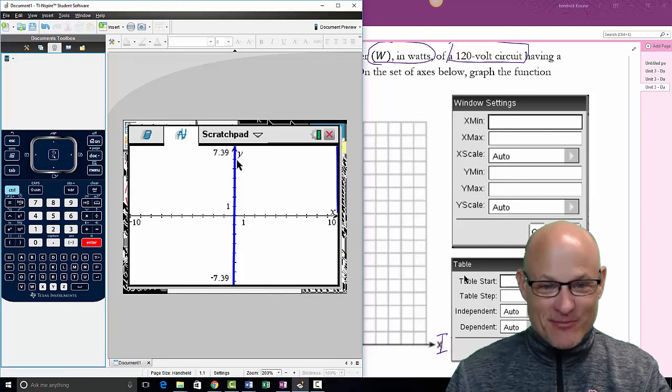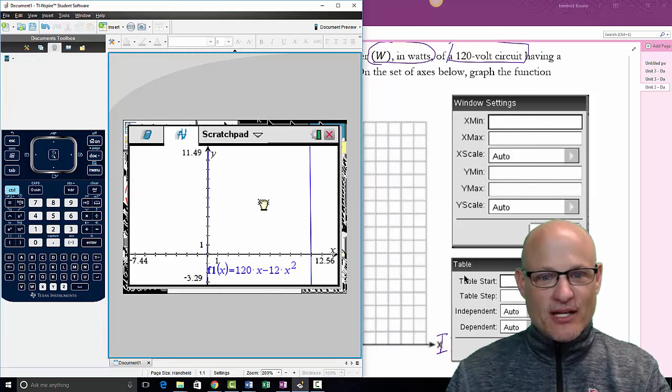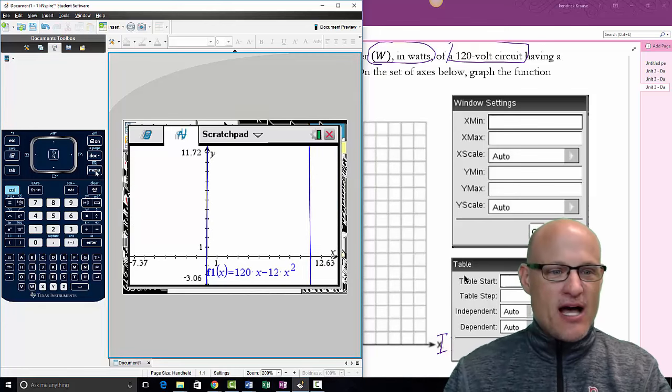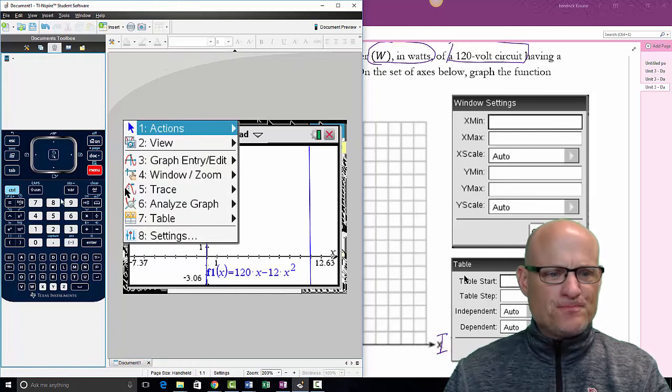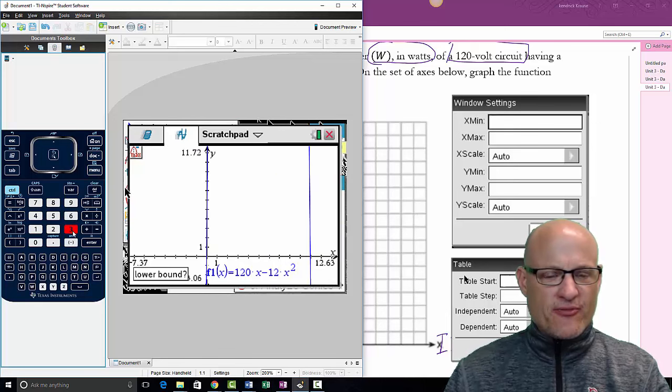All I even see is this blue one over here. Oh, there's a little blue over here. All right, so it looks like we're going 0 to 10. And it looks like we're going really, really far up. So I have no idea how high that's going. So I'm actually going to go to menu. I want to find the maximum.